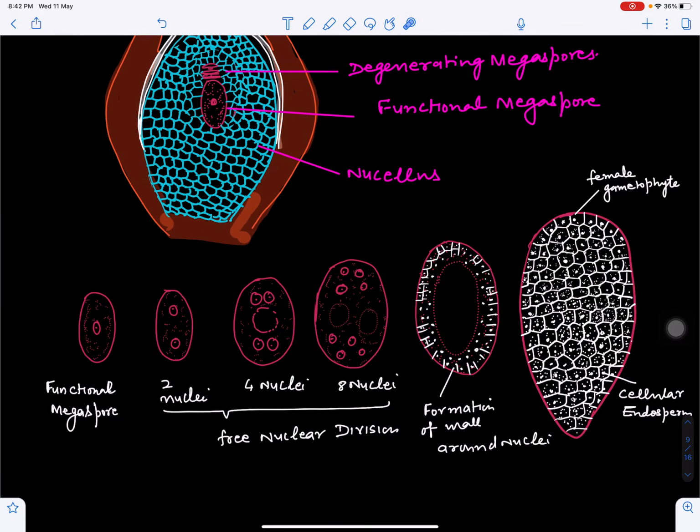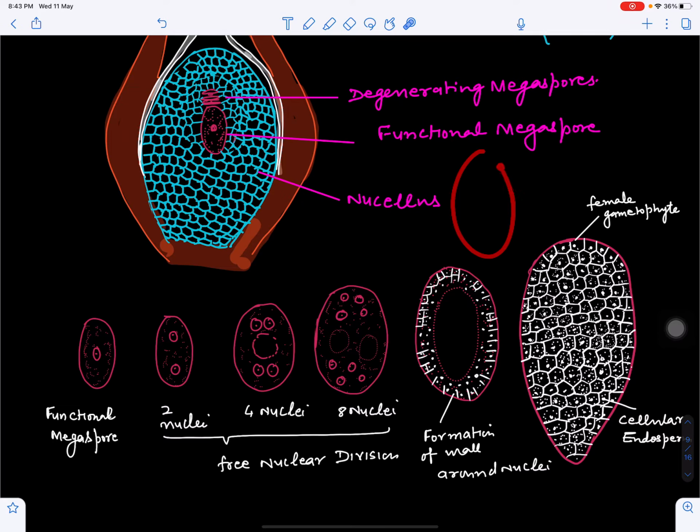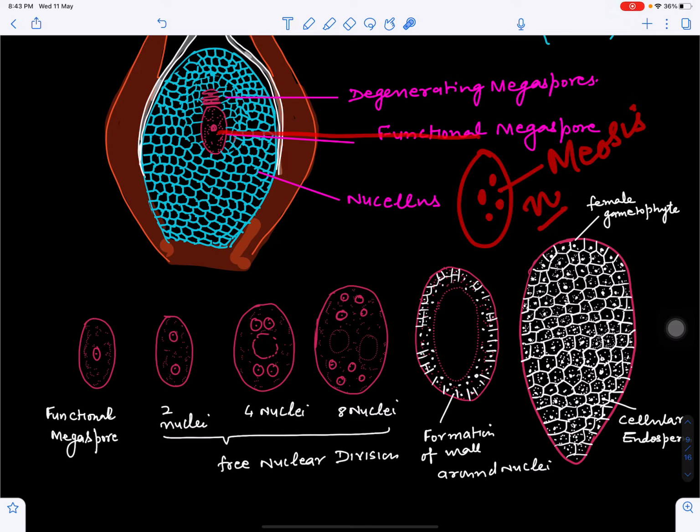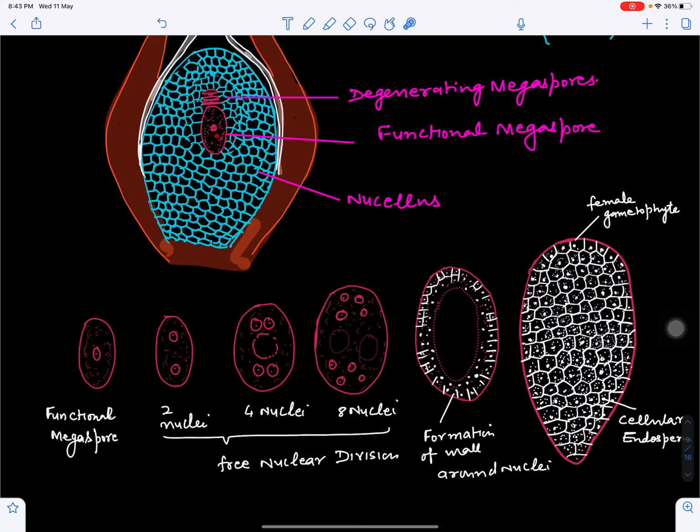Now this megaspore mother cell will divide into 4 nuclei. They will get arranged like this into 4 cells. Out of the 4, 3 will degenerate and 1 will remain functional. So we can see here these 3 megaspores degenerate, and this remains functional, because in the megaspore mother cell meiotic cell division occurs, and these 4 nuclei which are produced are haploid. The megaspore mother cell is diploid, and these 4 nuclei are haploid. So this functional megaspore will have a haploid nucleus.